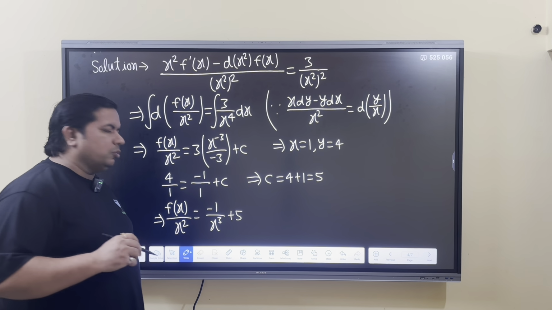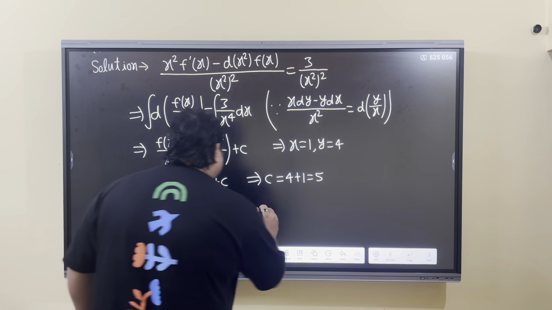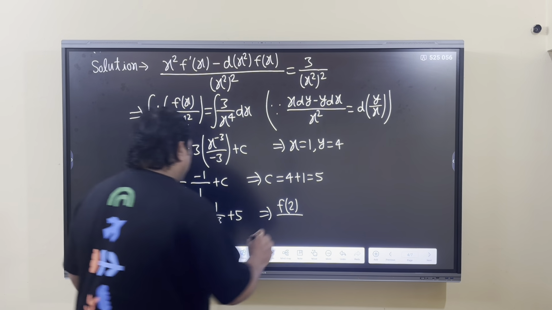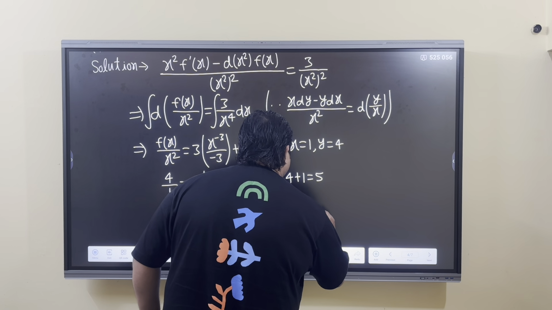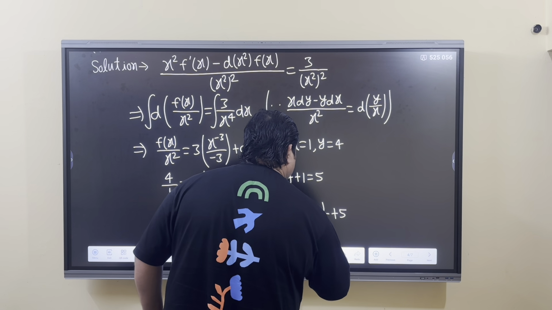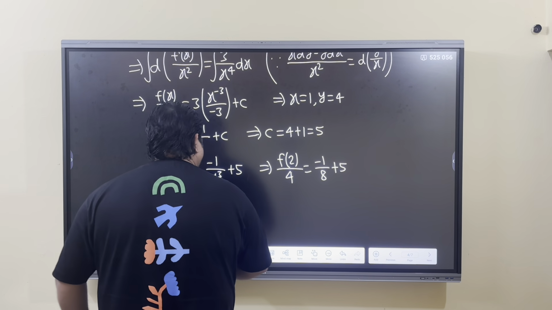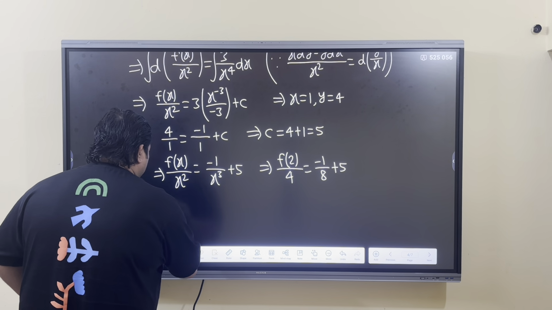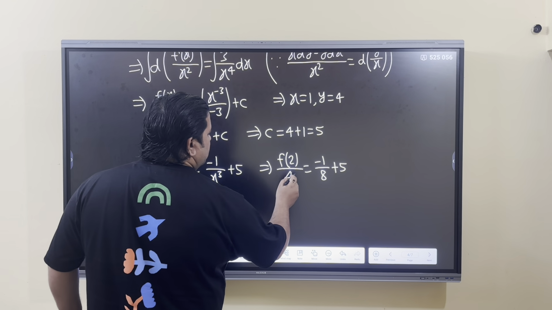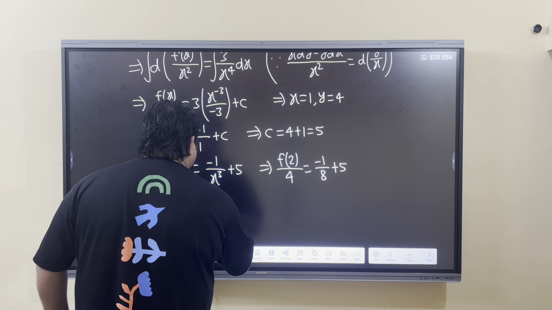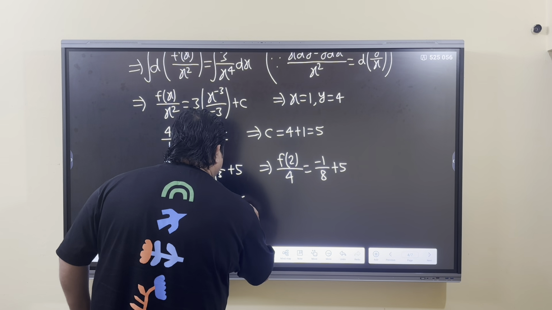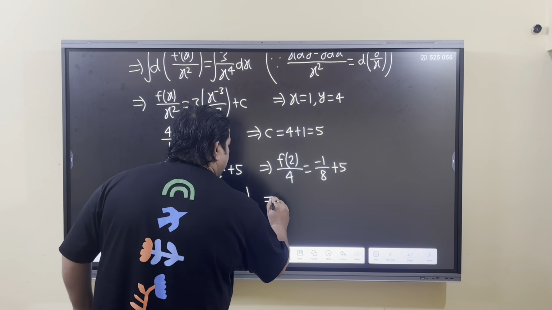Now we need to calculate 2 times of f of 2. So we'll put x equal to 2. So we'll get f of 2 by 2 square, which will be 4, equal to, this side will be minus 1 by 2 cube, it will be 8, plus 5. So then f of 2 will be how much? f of 2 will be, if you do cross multiplication, 4 into minus 1 by 8 plus 5.